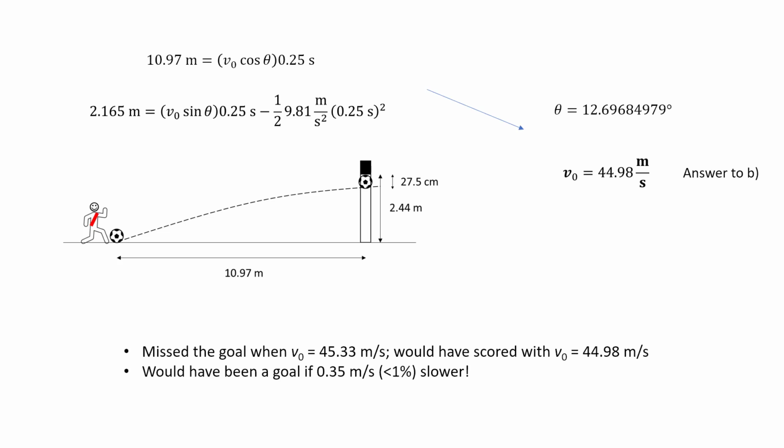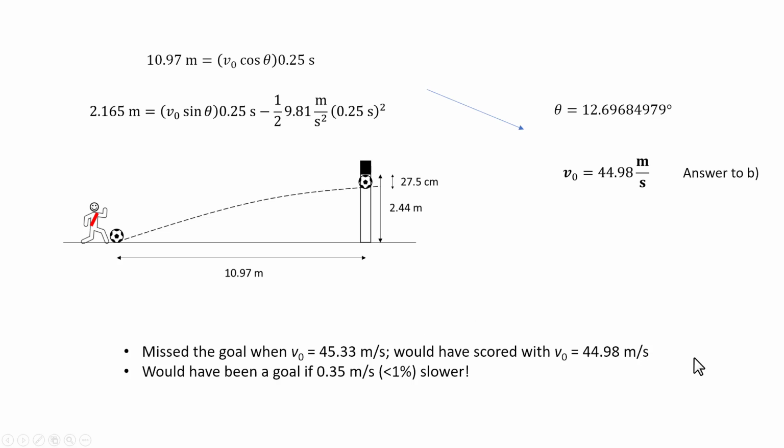Alright then, in order to score a goal, the angle must have been about 12.7 degrees and the initial speed 44.98 meters per second. This answer makes sense because the launch angle is a little bit lower, so the projectile won't go as high, and also the initial speed itself is lower.